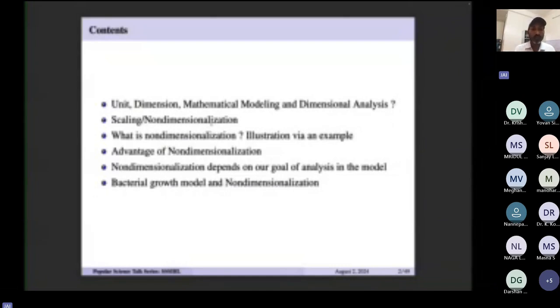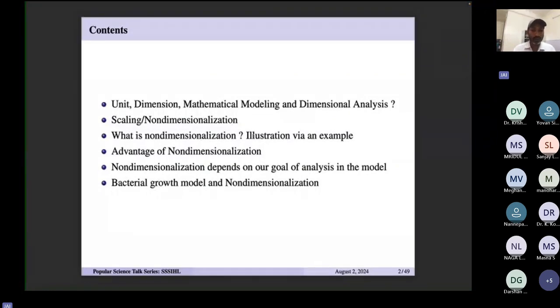then you want to rescale the variables that are present in the model system, or you want to non-dimensionalize the system because you want to make your system simpler, easier to calculate or to analyze. So there are 2 points that we are going to talk about here. One is the dimensional analysis, the other is the non-dimensionalization.